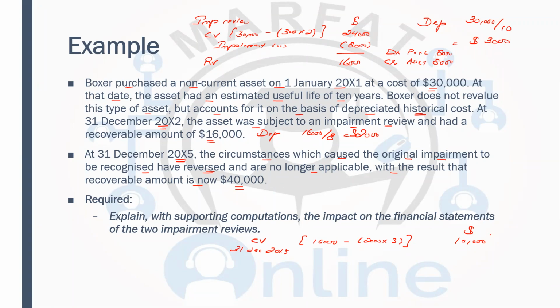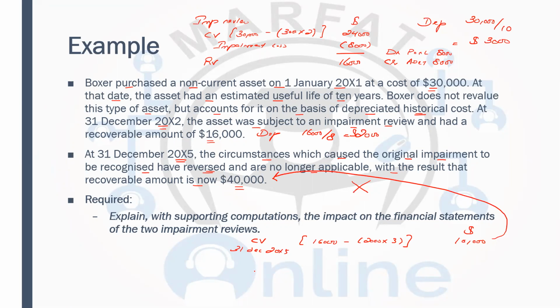The student will make a mistake. What they're going to do is take this carrying value up to the recoverable amount of 40,000, which is incorrect. You cannot do that because it's not the revaluation model, right? Even in the revaluation model, you cannot take that directly because there is a thing which we are going to discuss now.